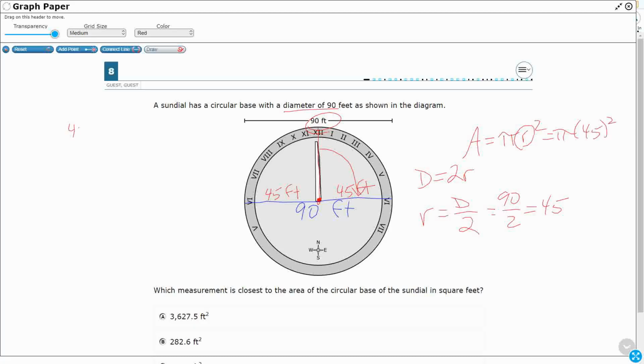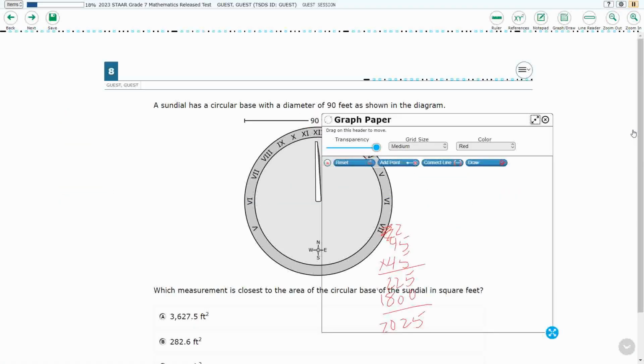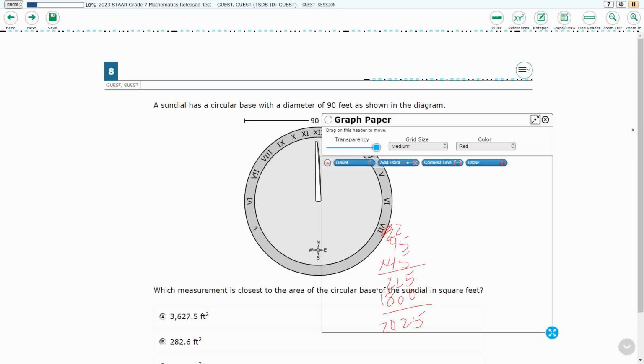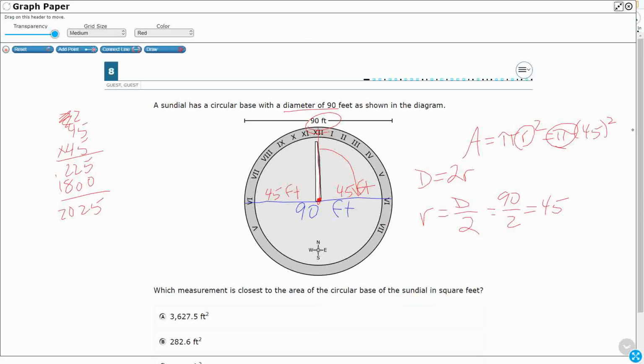So let's just multiply 45 by itself. That's going to be 25, that's 20, 22, and then 20, 16, 18. All right, so we've got 2025. Now we need to multiply this by pi. And remember that we do have the equivalency of pi is about 3.14, right down there at the bottom. So now we need to multiply this by 3.14. And it's going to get a little bit messy. It's a 4 by 3, but we'll go ahead and do it.